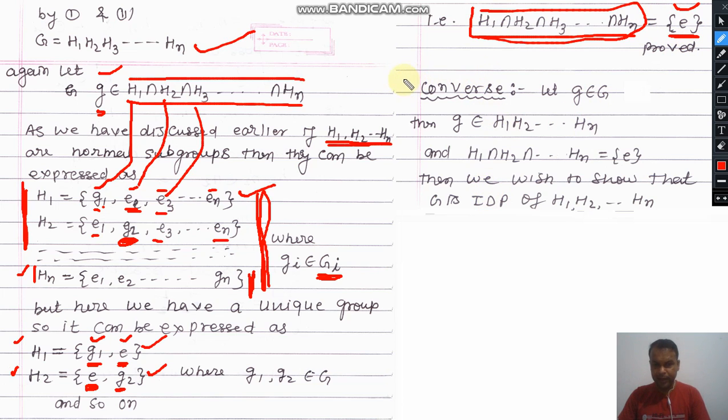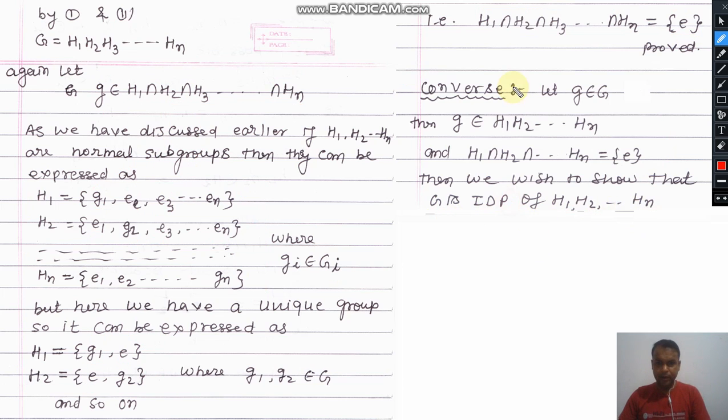Now we wish to prove the converse of this theorem. Conversely, we will take these two conditions and show that G can be written as the internal direct product of these n normal subgroups. It seems that I missed scanning the second part of this theorem, so the converse of this theorem is not available in this video. I will discuss that part in my next lecture.